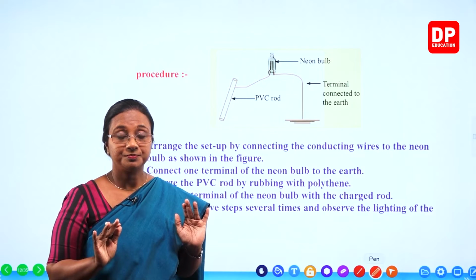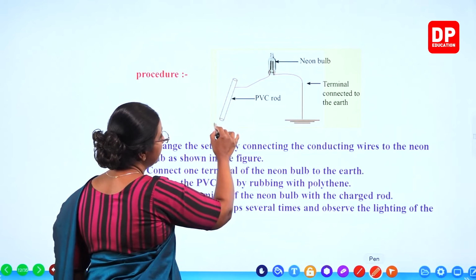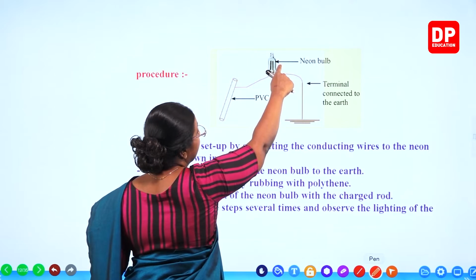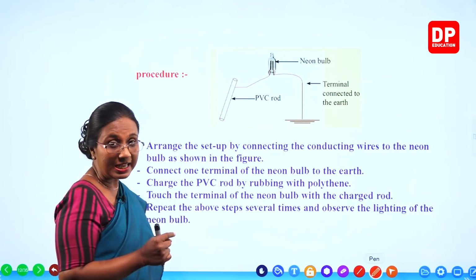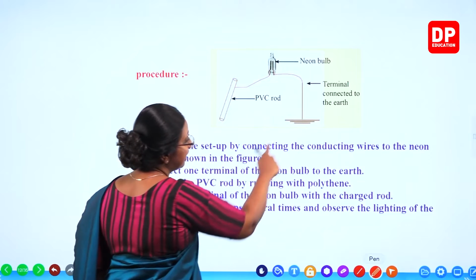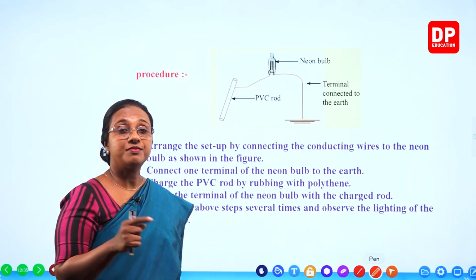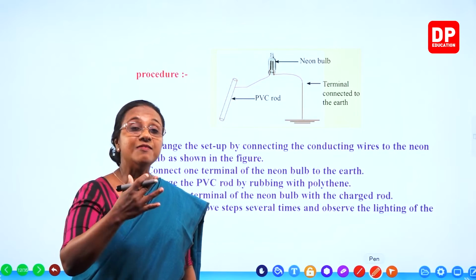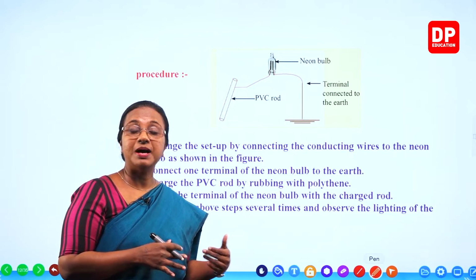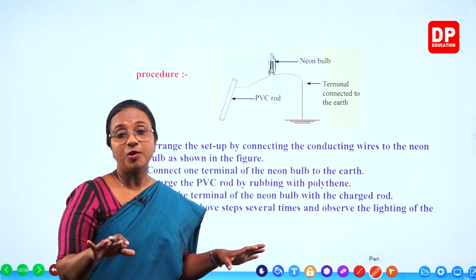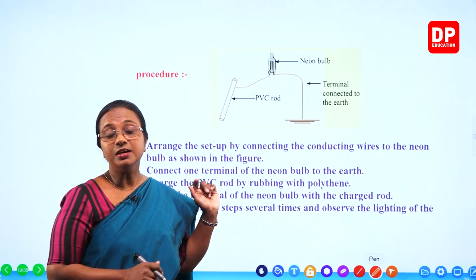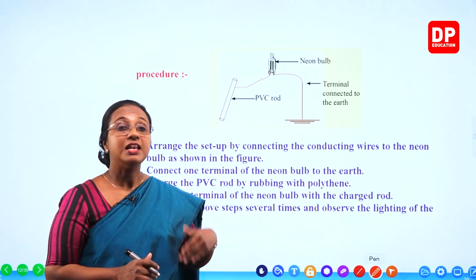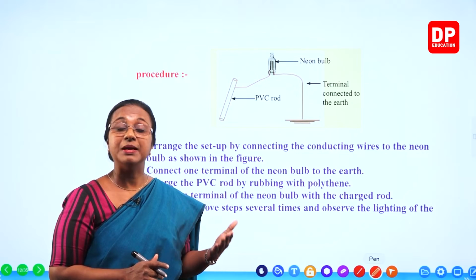What is the reason? Now, charges are formed here when you rub it with polythene. Then the charges can flow through the bulb, and because of that, the bulb will light. But here, the other end is connected to the earth. So because of that, the charges will flow to the earth and the bulb will go off. Then we remove the PVC pipe, again rub it with polythene, and again connect it to the wire. You will see the bulb light, and then it will go off. Like that, you can repeat the procedure many times.